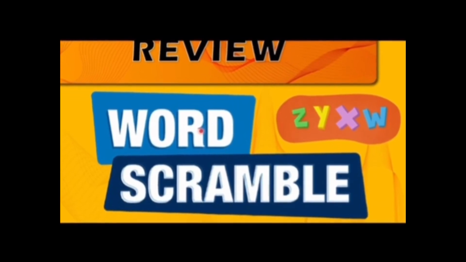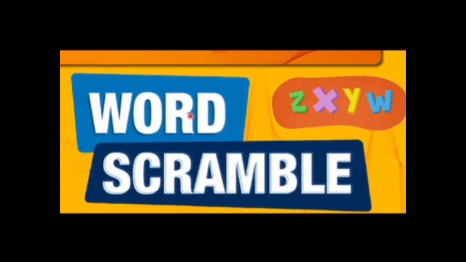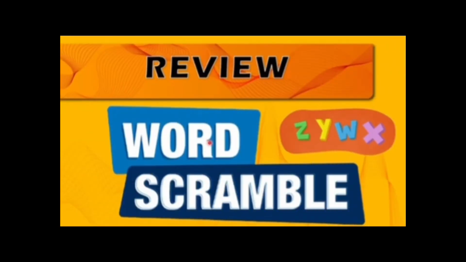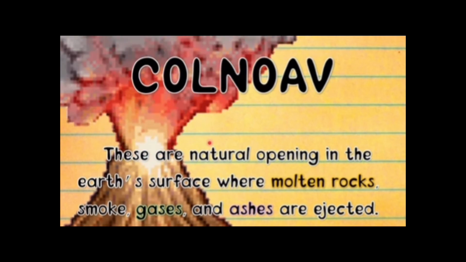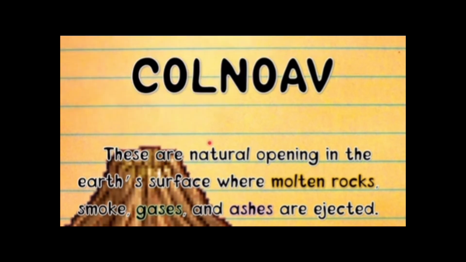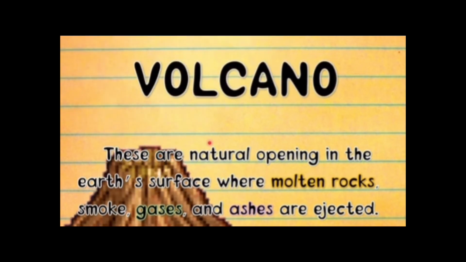Let's have a review to find out what you have learned on the previous topic. Rearrange the letters to find the word. These are natural openings in the Earth's surface where molten rocks, smoke, gases, and ashes are ejected. And the correct answer is volcano.